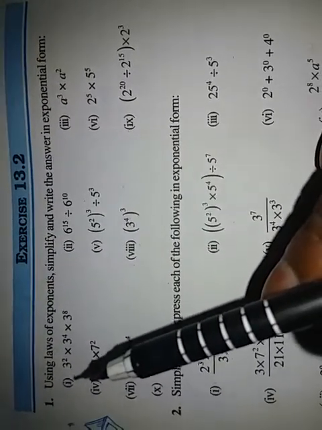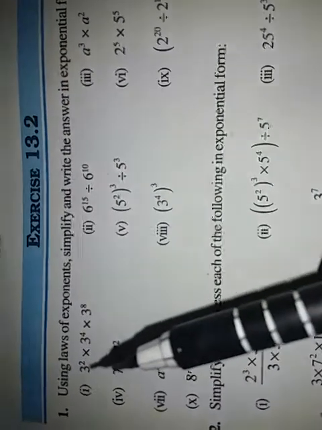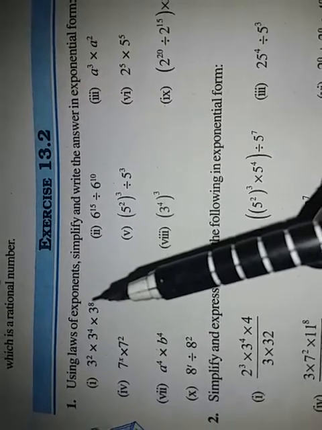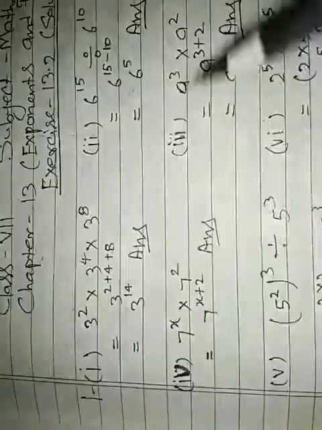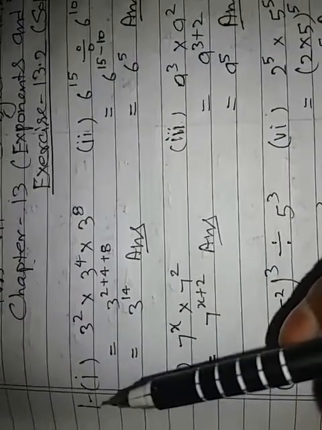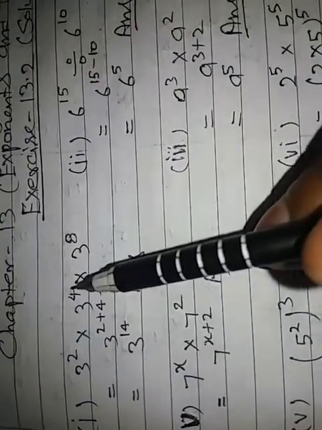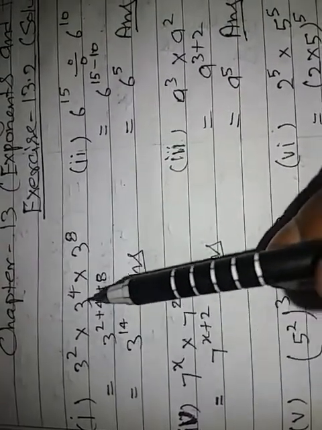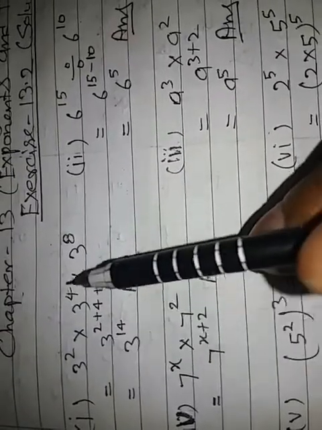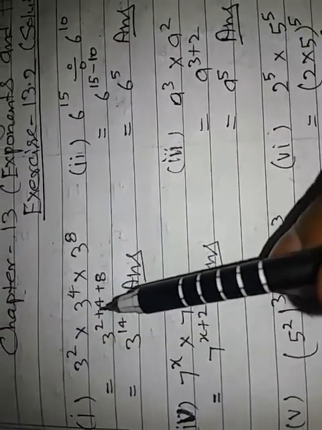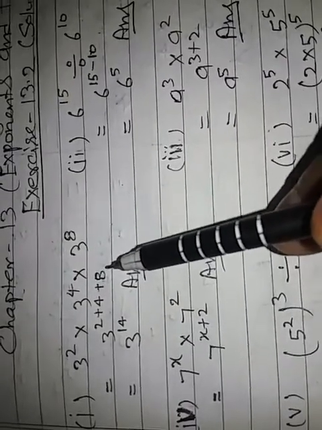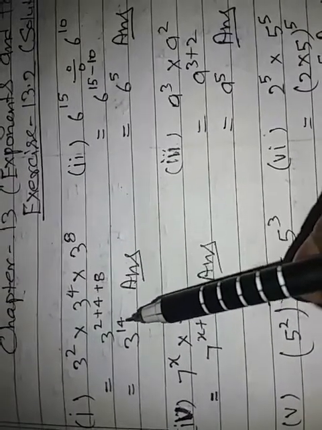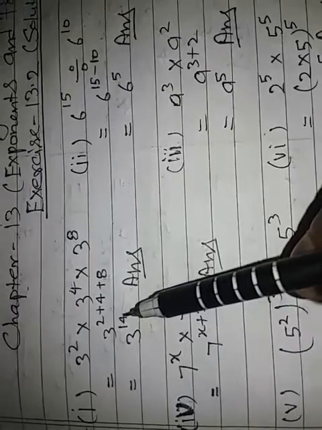Question number 1, part 1 has given 3 to the power 2 into 3 to the power 4 into 3 to the power 8. Solution of part 1: 3 to the power 2 into 3 to the power 4 into 3 to the power 8. You can see the bases are the same, so we have to add the exponents. 2 plus 4 plus 8: 2 plus 4 is 6, and 6 plus 8 is 14. So the answer is 3 to the power 14.